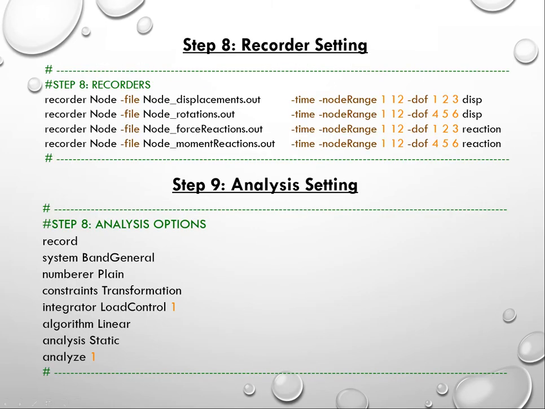Step 8 and Step 9 explain the recorder and analysis setting. Current version of FeView is compatible with node results only. The file name and output type for each recorder should be as per FeView requirement for the post-processing in FeView.